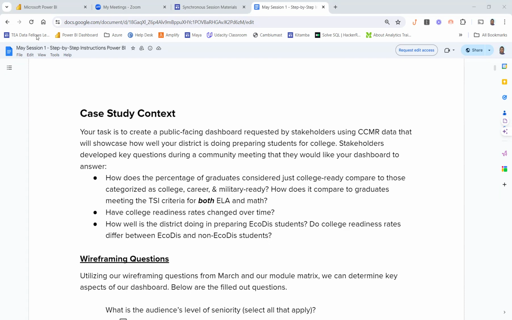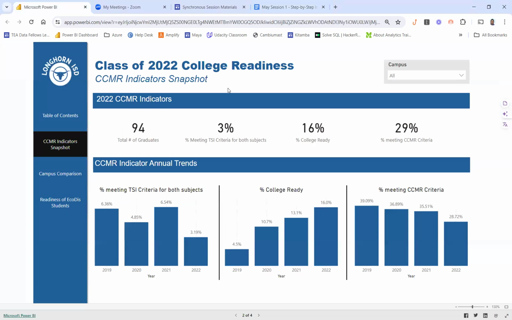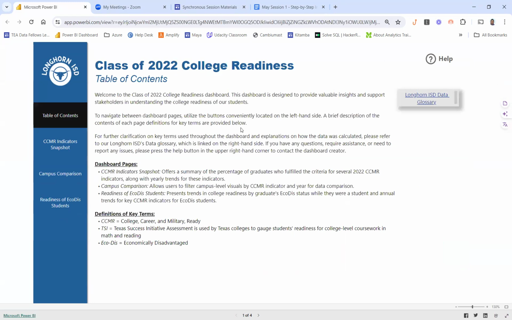When we finish the project, we want to take a look at what we are creating. So we have this Power BI file. It's a posted report. It has 4 different pages. First page, table of contents, is giving you a brief idea about what this dashboard is doing. There is some important information, a data glossary, and what these shortcuts mean.